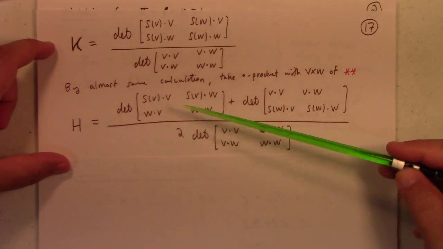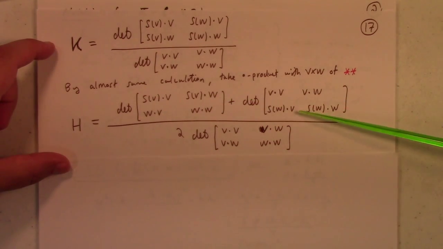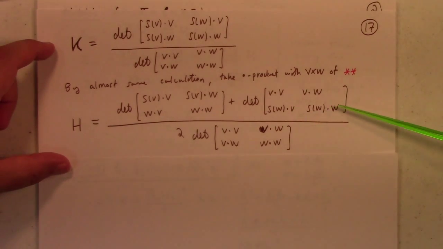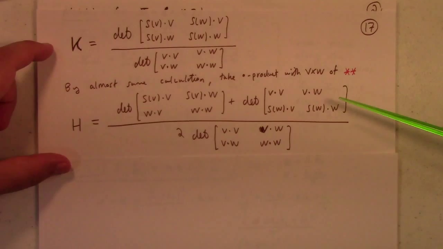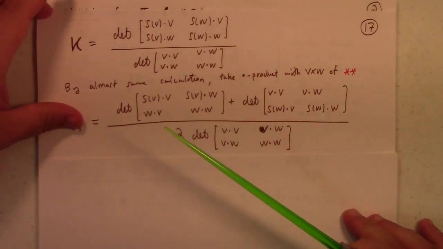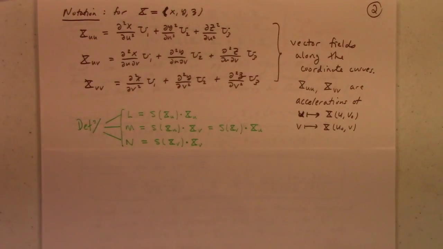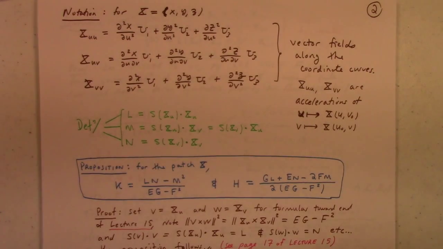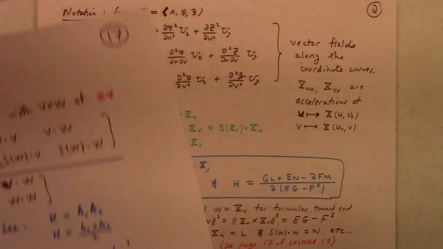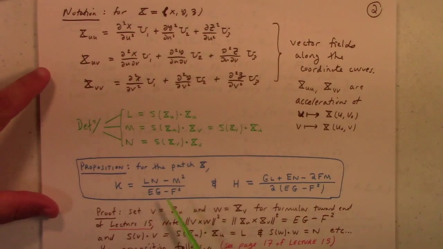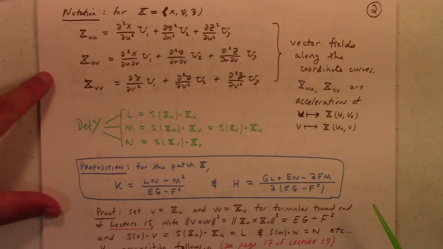That would be L, this would be M, this would be M again, and this would be N. Anyway, in view of this identity and the definitions we just made, out pop these formulas. All right, so lovely, lovely formulas. Nice, convenient formulas to use to actually calculate Gaussian curvature and mean curvature.